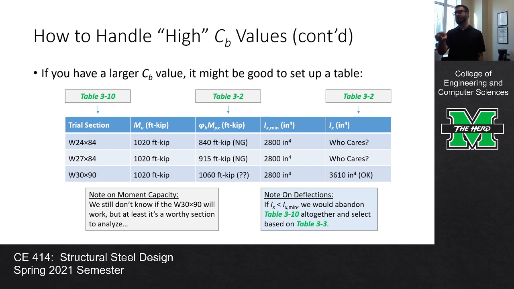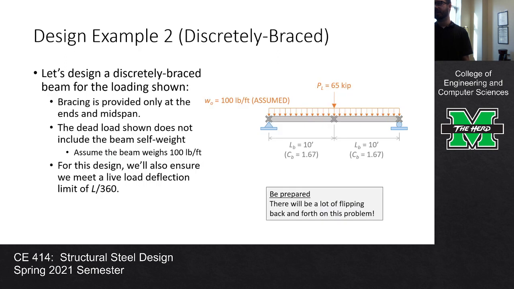Now, if we got to this point and the moment of inertia requirement wasn't met, I'd probably abandon table 3-10 altogether and just select a section based off table 3-3. What that would mean is that you have a beam that has really stringent deflection requirements, and so all this stuff about moment capacity, while you have to check your section to make sure it works, probably doesn't govern your design. Your design's probably governed by the deflections.